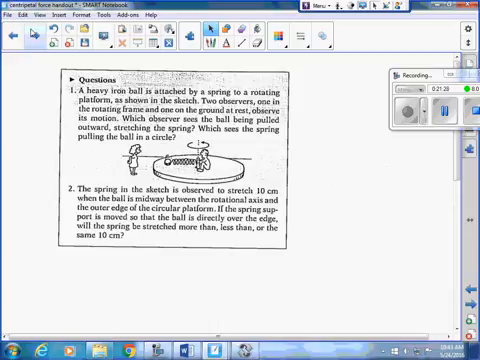Okay, I got a couple questions for you here, and then I'm going to quit talking. Challenging questions. A heavy iron ball is attached by a spring to a rotating platform as shown in the sketch. It's a merry-go-round. Two observers, one in the rotating frame, that's the boy, and one on the ground, this girl, at rest, observe its motion. Which observer sees the ball being pulled outward, stretching the spring? Which one sees the spring pulling the ball in a circle?